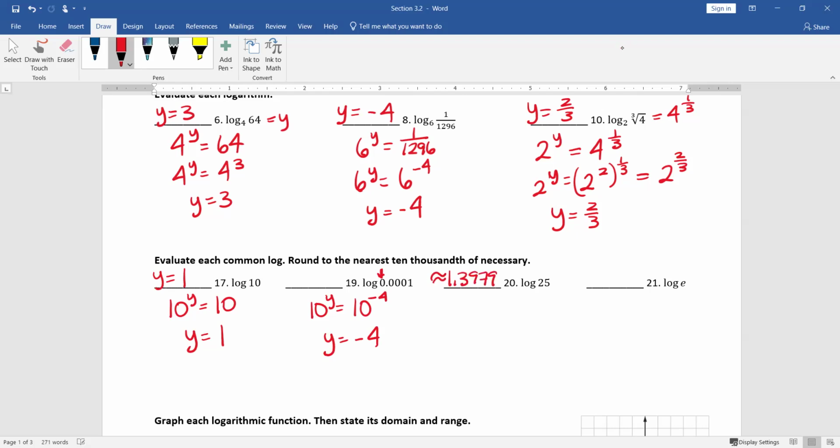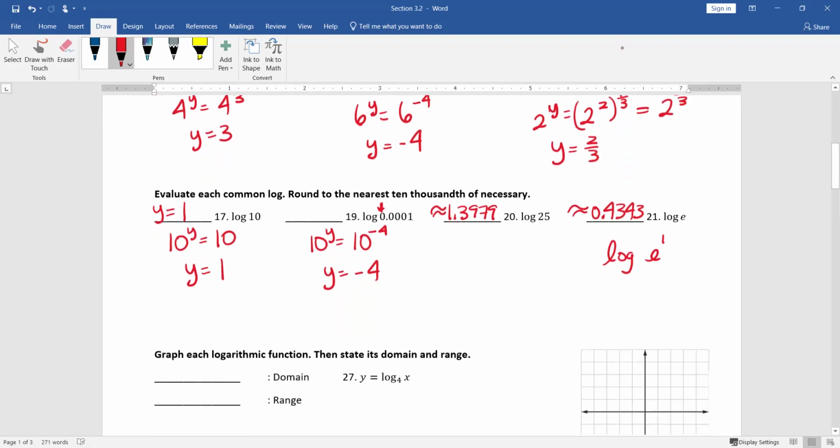And log of e. Now when you put this in your calculator, you're going to hit your log button, then your e button, and it's going to leave you a spot there for x. Because it's only log e, just put in a 1 as your exponent. That's going to give you approximately 0.4343. It's like 429 something something, so round up, and you get your answer.